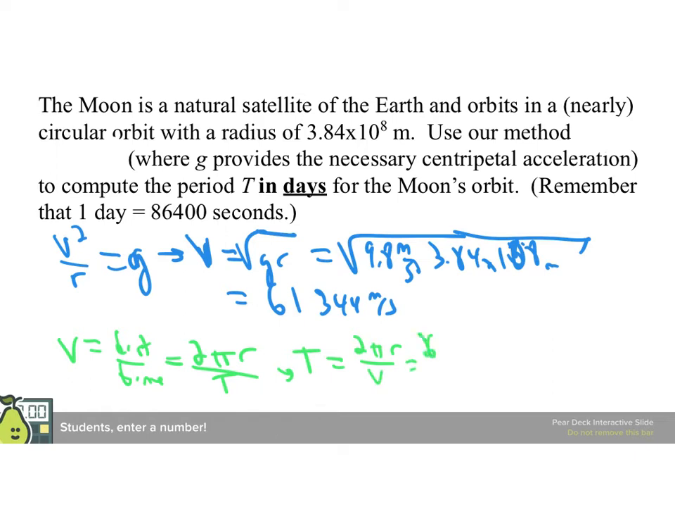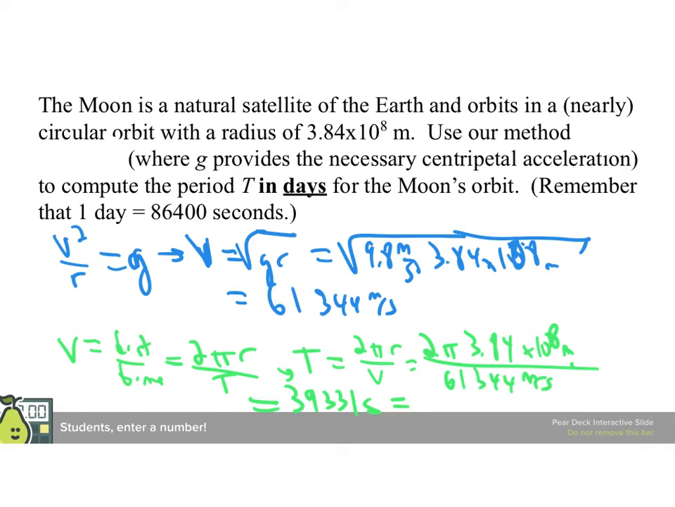So 2 pi times 3.84 times 10 to the 8 meters over 61,344 meters per second. Just about 39,331 seconds, which is about 0.45 days. So this says that the Moon's orbit would take 0.45 days.